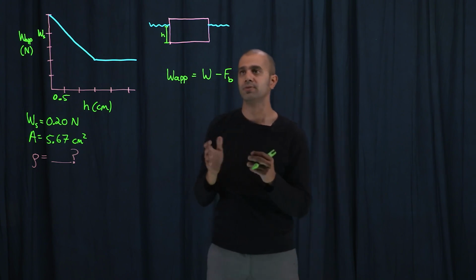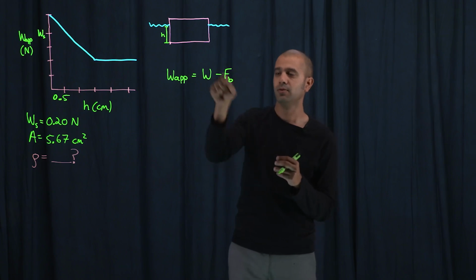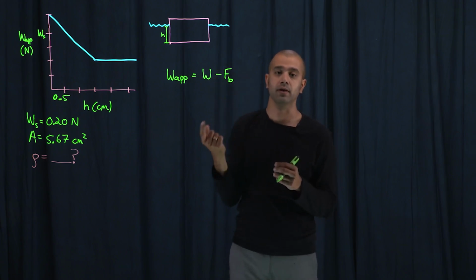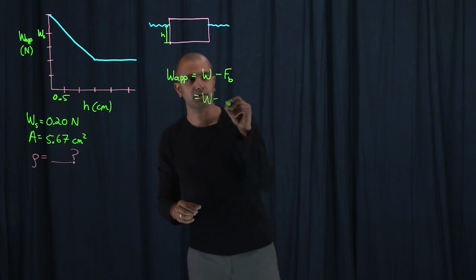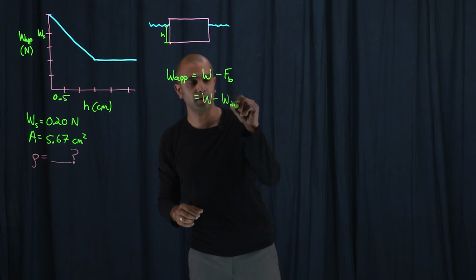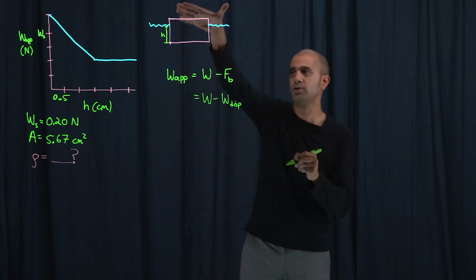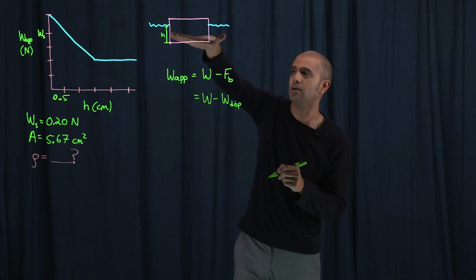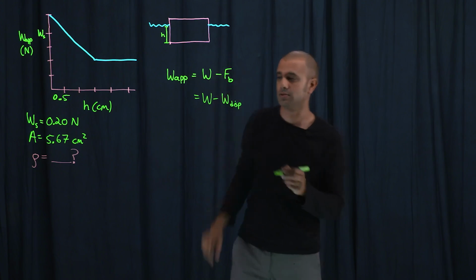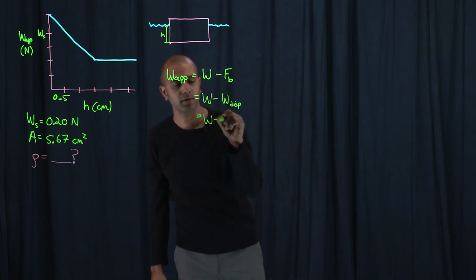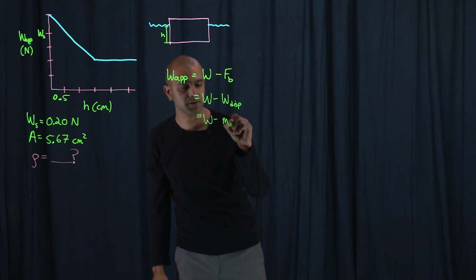Now, Archimedes' principle says that this buoyant force only depends on one thing, the amount of displaced fluid. So let me write this as the weight of the displaced fluid. In other words, how much water did I need to push aside to get this box inside? Whatever the weight of that water I pushed aside is how much this buoyant force is. And we can write the weight as a mass times gravity.